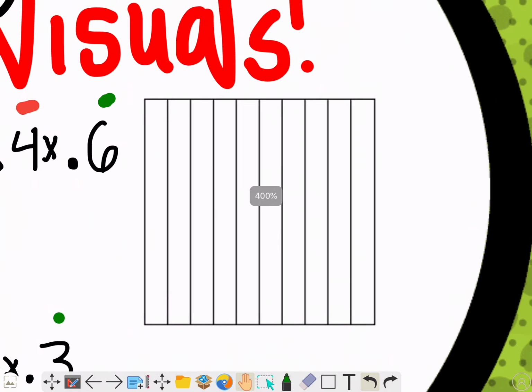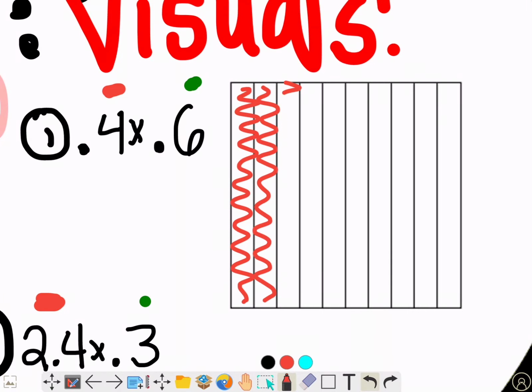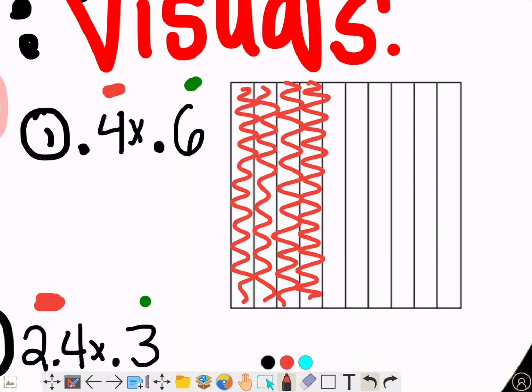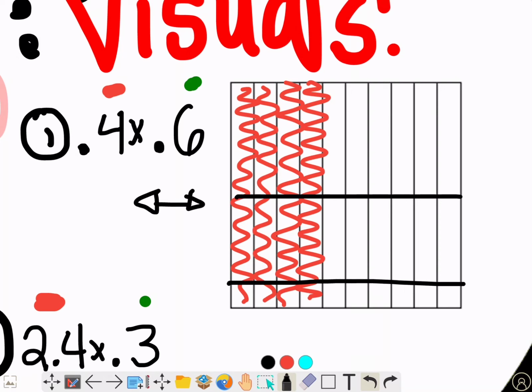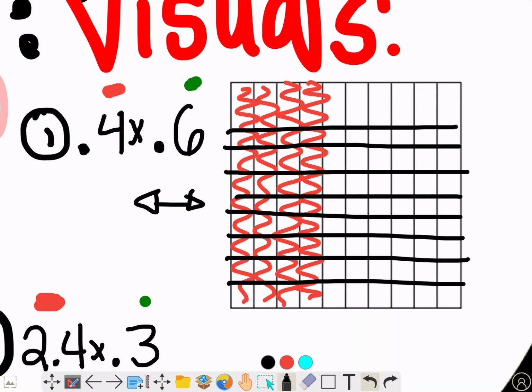So I'm going to take this first number. I need to shade in 4/10 vertically. I'm going to do the best I can as quick as I can. So 1. Okay, if we get a little overlap, 2, 3, 4. But before I can shade in my sixes, I need to break up the decimal visual going that way also. So I'm going to break it up into halves. Then 1, 2, 3, 4, 5, 6, 7, 8, 9, 10.